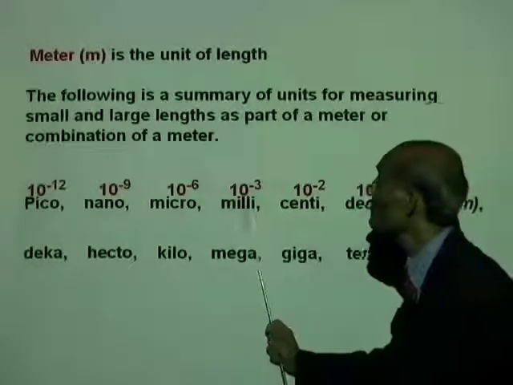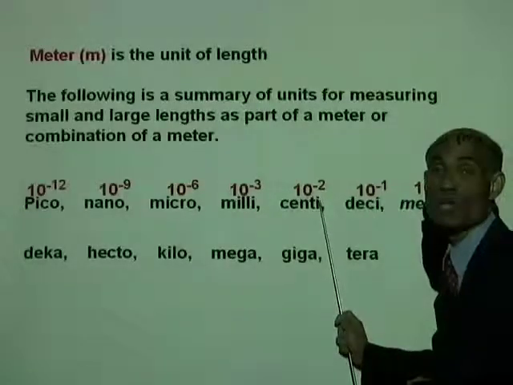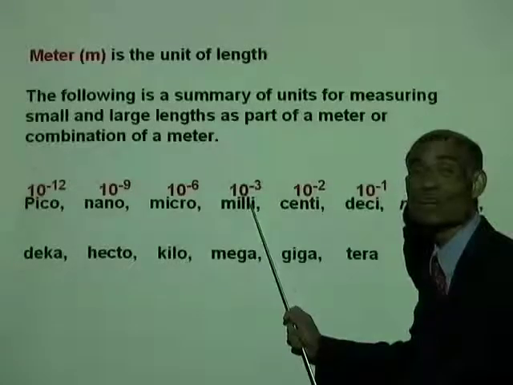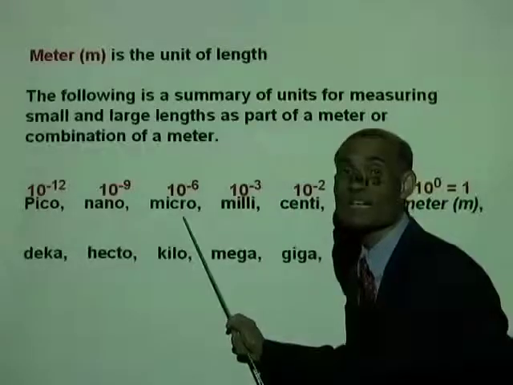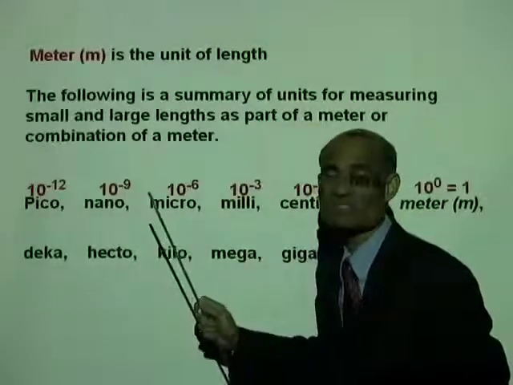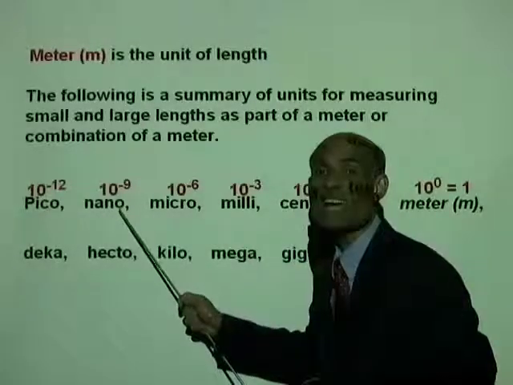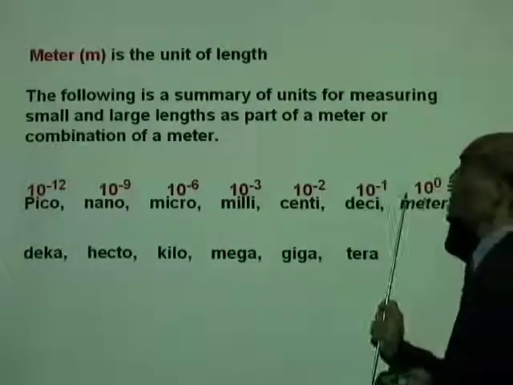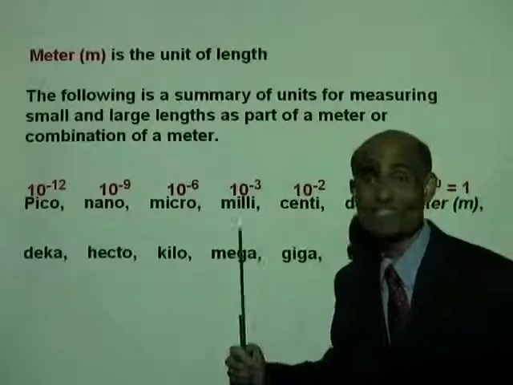Well, I will show you how to write these. Centimeter is lowercase cm, millimeter is lowercase mm, micrometer is the Greek letter mu. I will show it to you as we go on. Mu m, nanometer is nm, and so on. Alright, so these are the units for measuring very small distances.